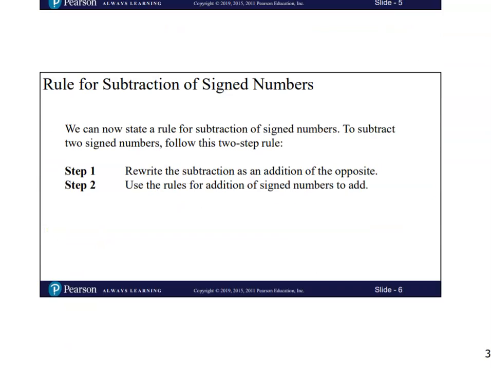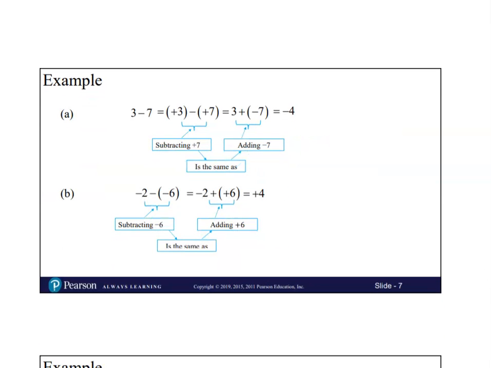We can now state a rule for subtraction of signed numbers. To subtract two signed numbers, follow this two-step rule. Rewrite the subtraction as an addition of the opposite, and use the rules for addition of signed numbers to add. So, for example, if we have 3 take away 7, we would have +3 take away a +7, which would be 3 plus a -7, which is -4.